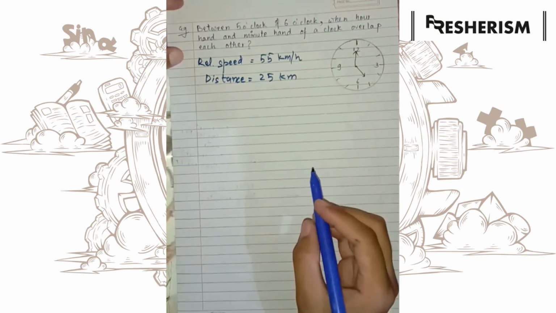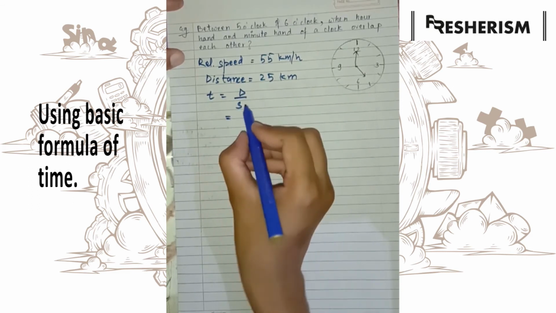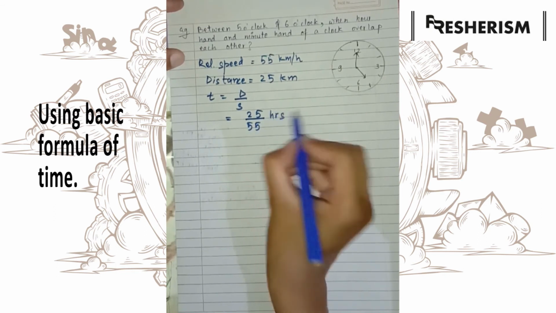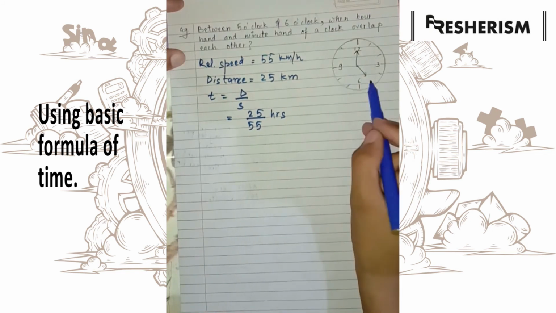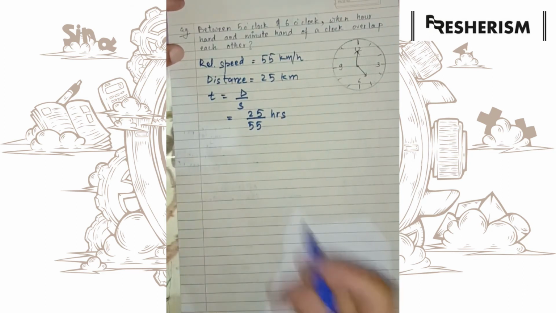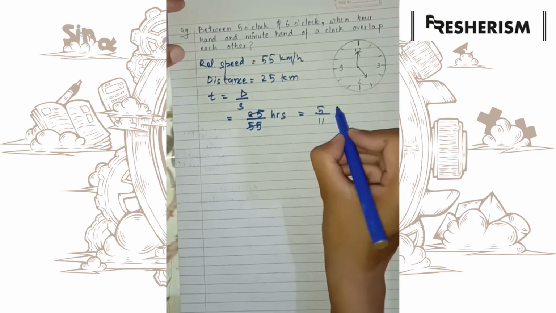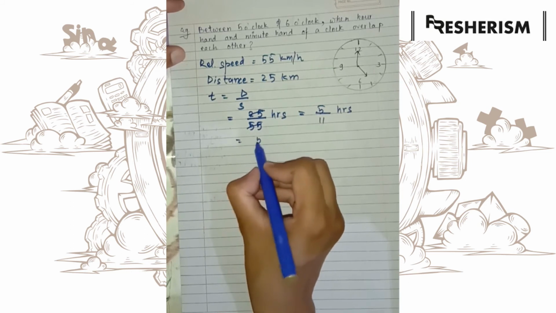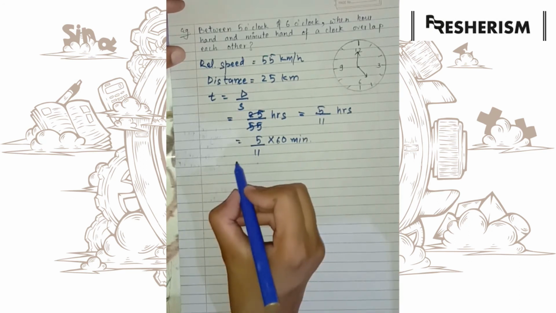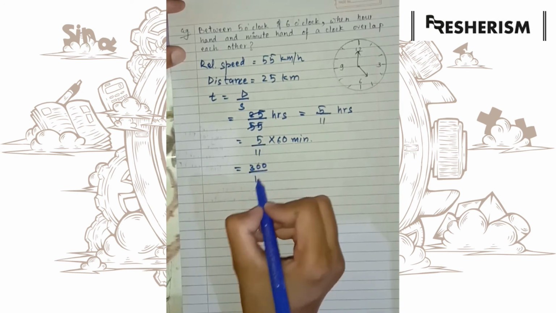Now we are going to use that simple formula, time is equal to distance by speed. So we are given that distance is 25 and speed is 55. So it will take this much time to overlap. And we can further simplify it. So if we cut them, we'll get 5 by 11 hours. We can also convert it into minutes, that is 5 by 11 into 60 minutes. And from here we will get 60 multiplied by 5, that is 300 by 11 minutes.